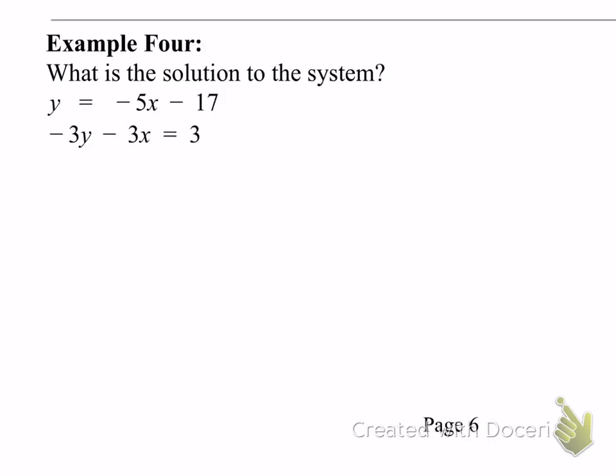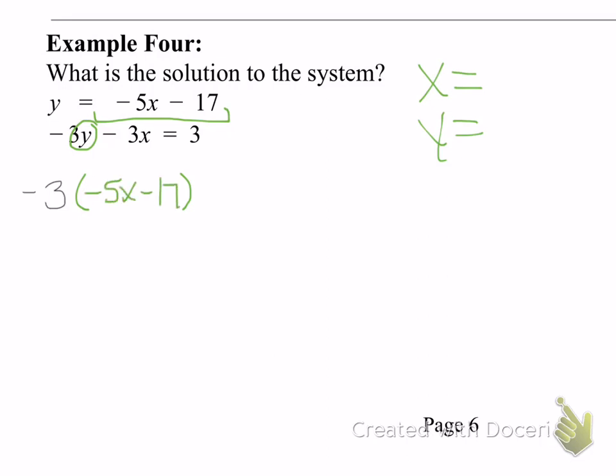And then last thing, with example number 4, we've got to look for our x equals or our y equals. And we have a y equals. It equals negative 5x minus 17. So that means we're going to substitute it in for this y. So our original equation, we've got negative 3, then we'll have our parentheses, negative 5x minus 17. Back to the other one, minus 3x equals 3.